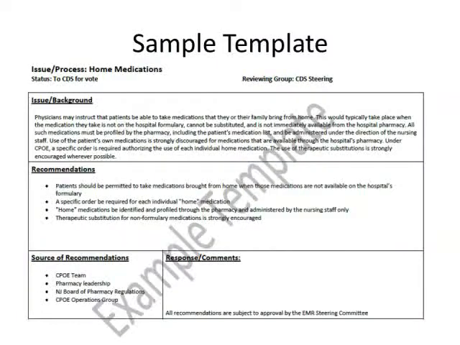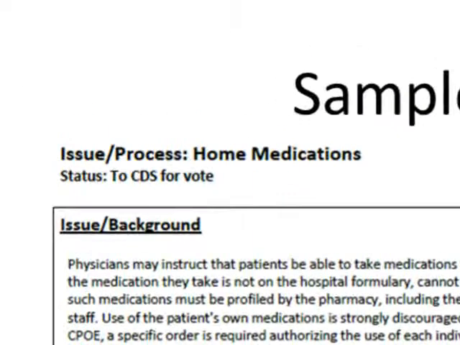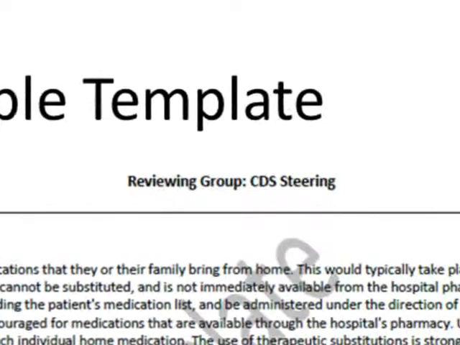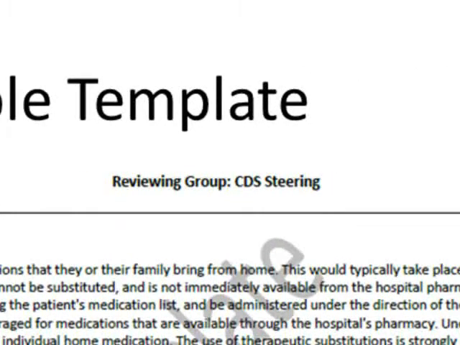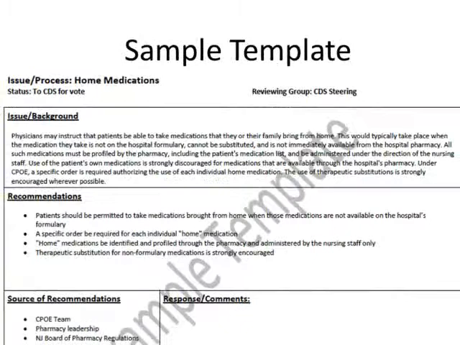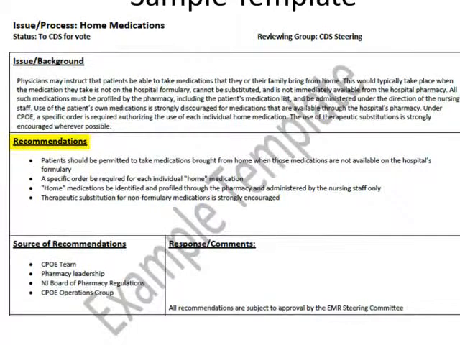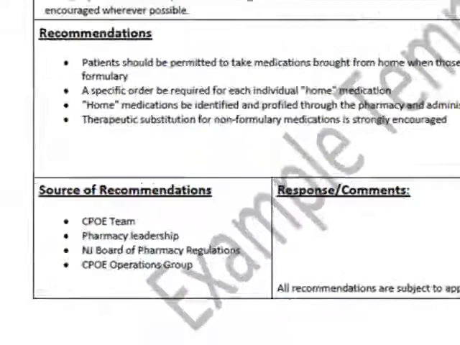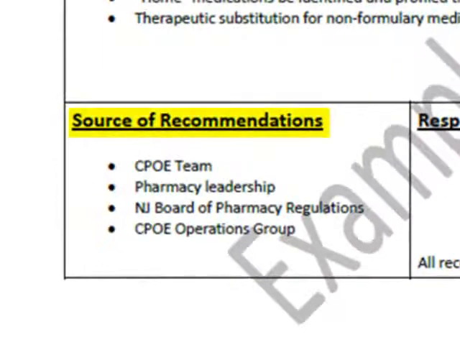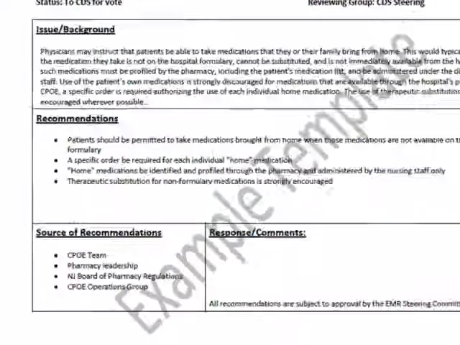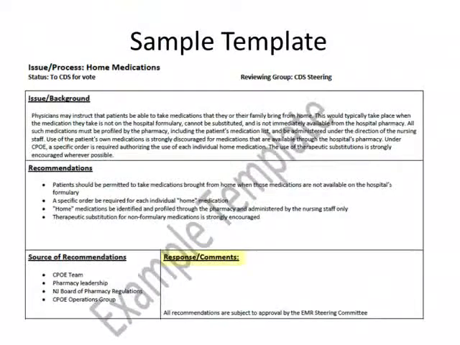Here is an example of an issues template. Note that the template will have a header that describes what the issue is and its current status in the review process. Then there will be a section called Issues and Background that will give you the context for the recommendation or options that you are presented with. And there will be a section that includes the options or the recommendation, and in the bottom left, the source of the recommendations. Finally, if additional information is required, it will be noted in the response or comments area. Once you've reviewed the template, you are ready to cast your vote.